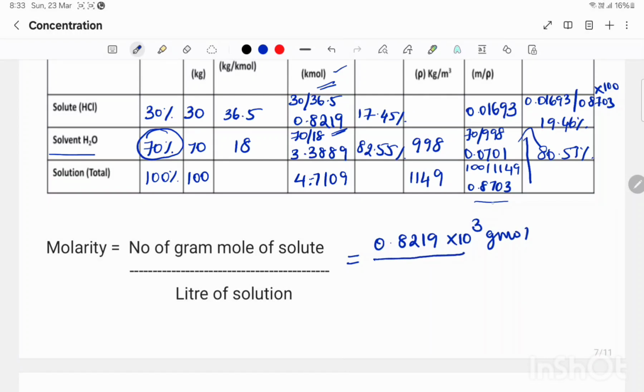So the solution volume is 0.8703 and the unit is meter cube. So we want to convert meter cube into liter. We know 1 meter cube is equal to 1000 liter. So converting 0.8703 into liter, it has to be multiplied with 10 raised to the power 3 liter. So when I divide these, 10 raised to the power 3 gets cancelled and you will get the answer as 9.444 molarity of HCl solution.